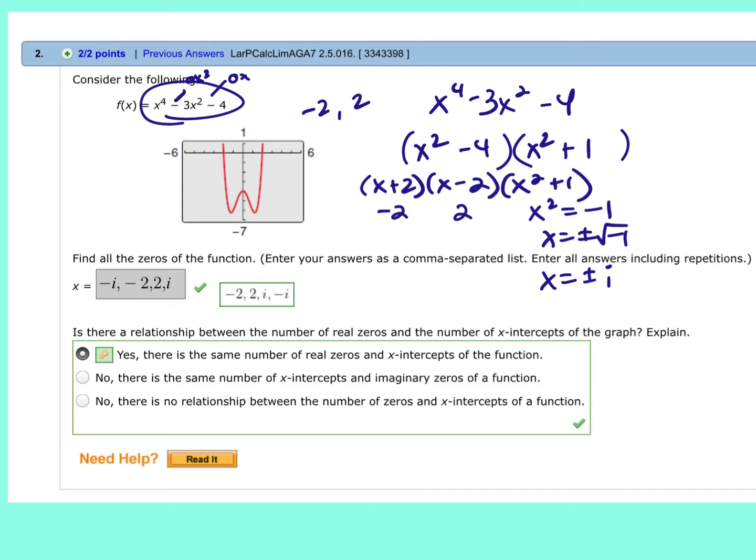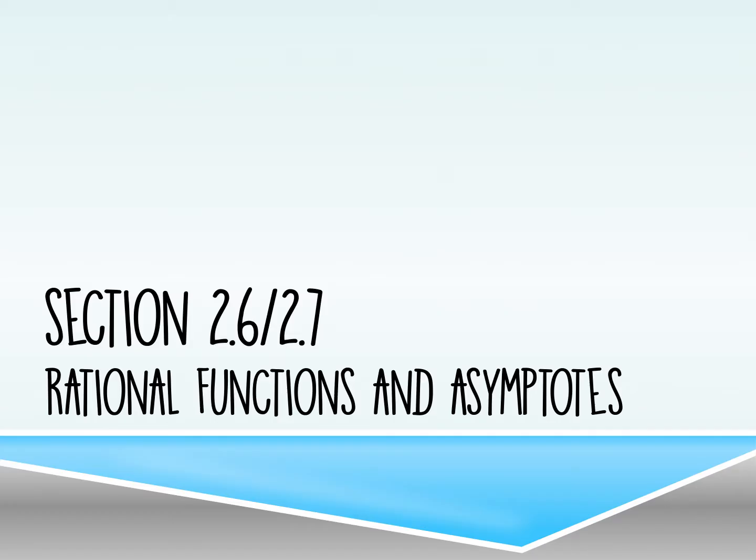Does that make sense? Yeah. So the 2 and the negative 2 were on the graph, right? But the i's you don't see on a graph because they're imaginary. All right, so 2.6 and 2.7 I put together.